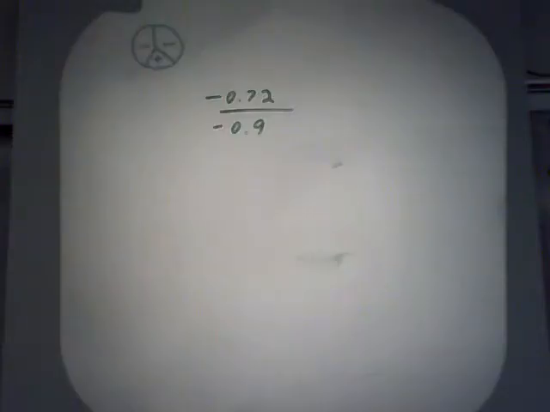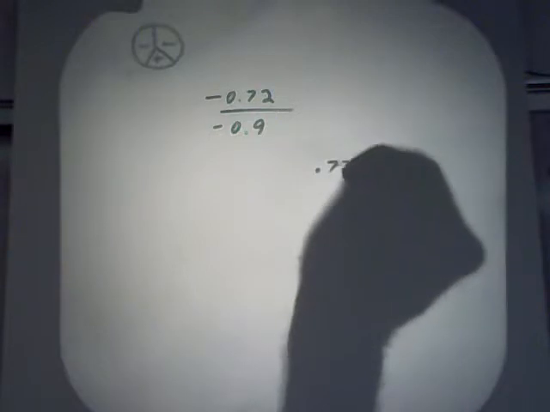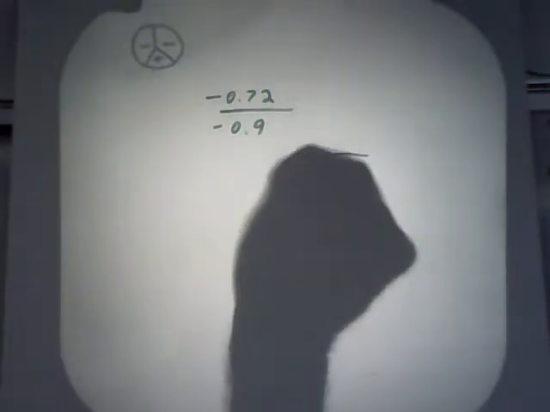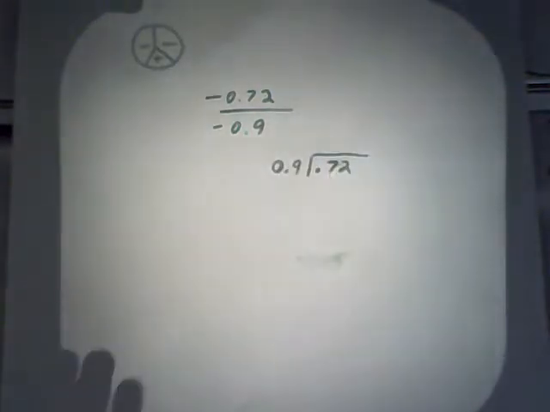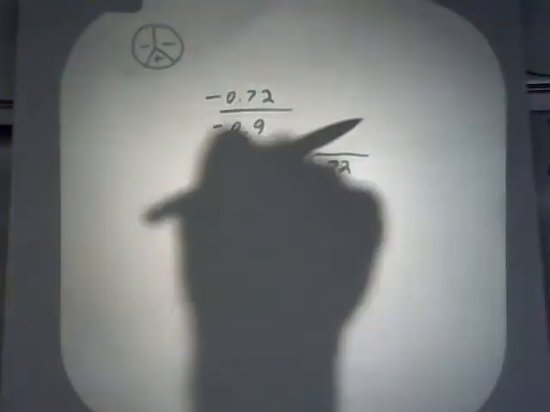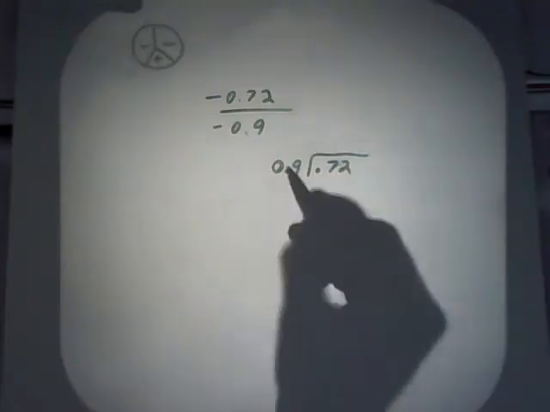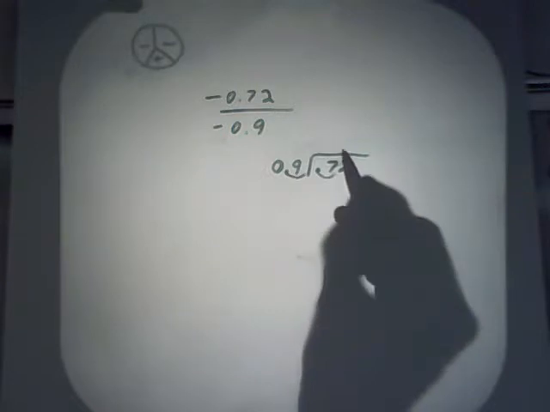Ooh, there you go, okay. Negative 0.72 divided by negative 0.9. And that's going to be easy. Okay, top one goes inside the den. This guy goes on the outside. What's a negative divided by negative? Positive. Okay, move my decimal.